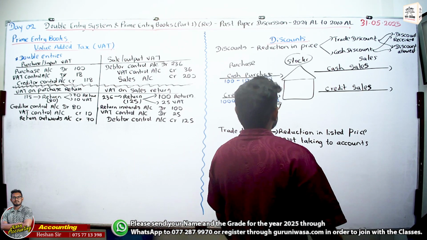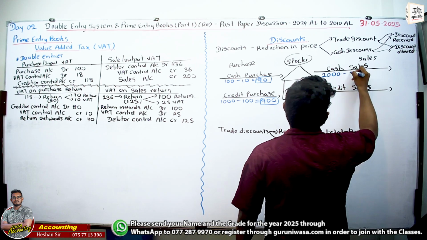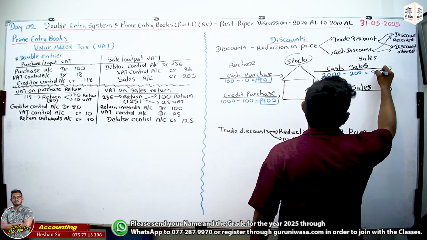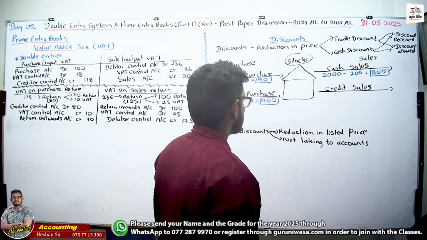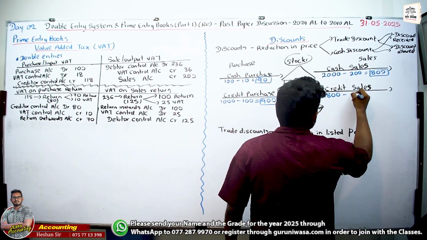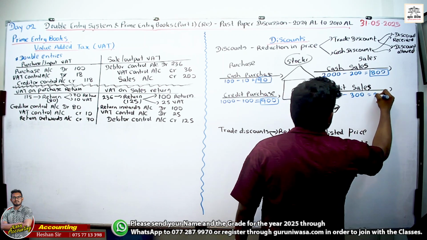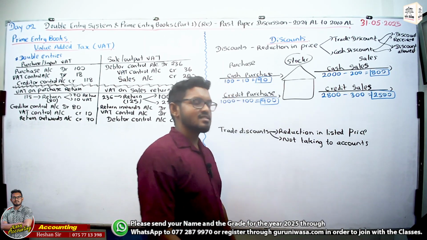Think the marked price here was 2000. We reduced 200 and sold it to this person for cash at 1800. Then this is 2800. We deduct 300, so the selling price is 2500. Easy, clear to you? Understand?